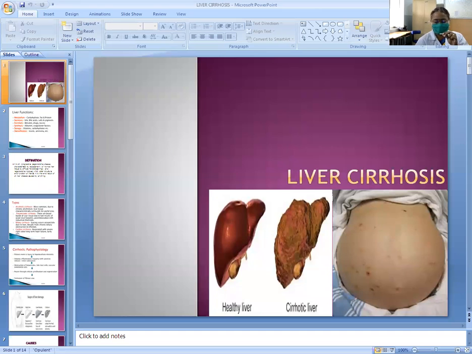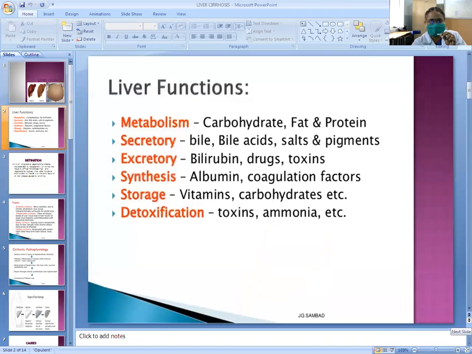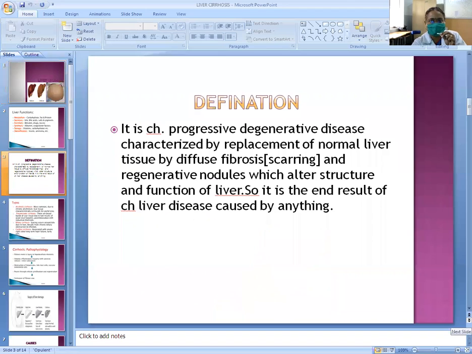Yesterday we started discussing liver cirrhosis. These are the functions of the liver. This is the definition of liver cirrhosis: replacement of normal liver tissue by fibrosis and simultaneous formation of regenerative new liver nodules. So it is a fibrotic shrunken liver. Liver cirrhosis means a fibrotic shrunken liver which is non-functional.